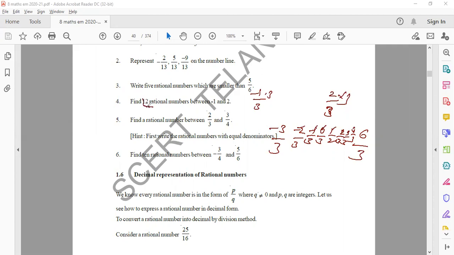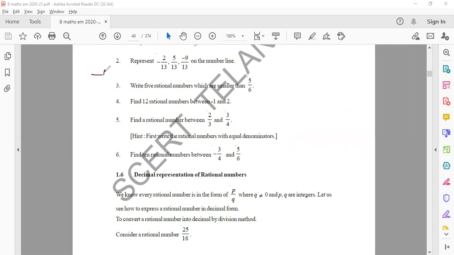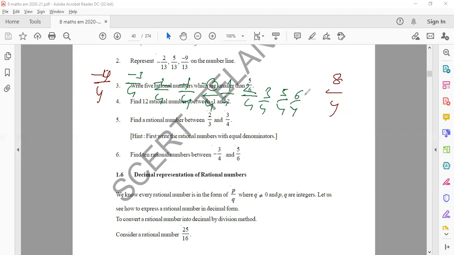But you want 12, right? Now 3 is not sufficient. Now multiply again, you can take 4. Minus 4 by 4, and 8 by 4 will come. In between you start writing your numbers: minus 3 by 4, minus 2 by 4, minus 1 by 4, 0 by 4, 1 by 4, 2 by 4, 3 by 4, 5 by 4, 6 by 4, 7 by 4. Now you can count them out: 1, 2, 3, 4, 5, 6, 7, 8, 9, 10. Only 10 you got. But 4 is not sufficient.